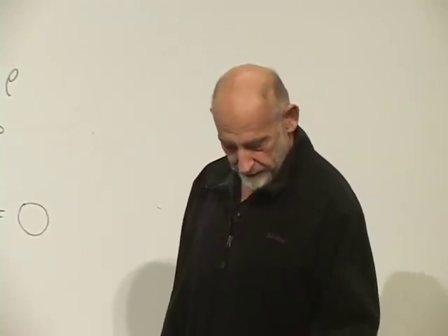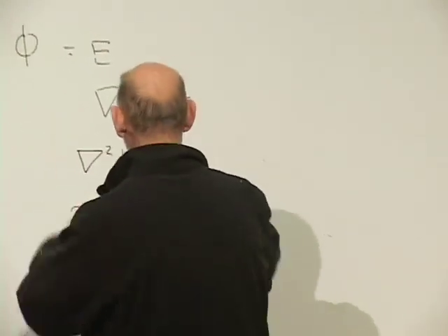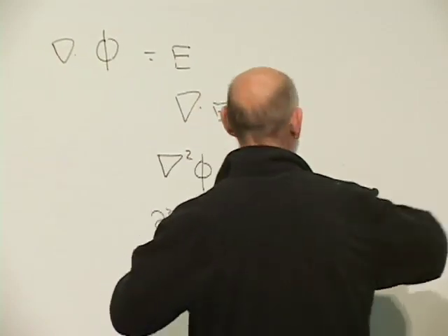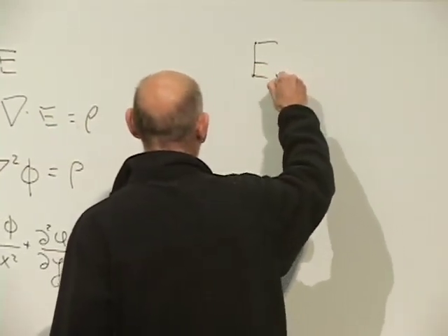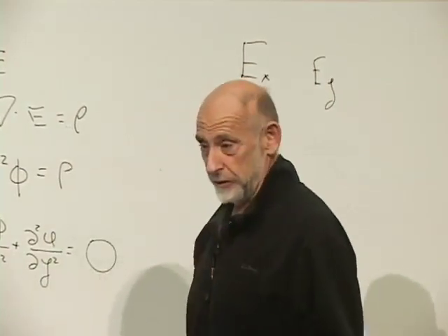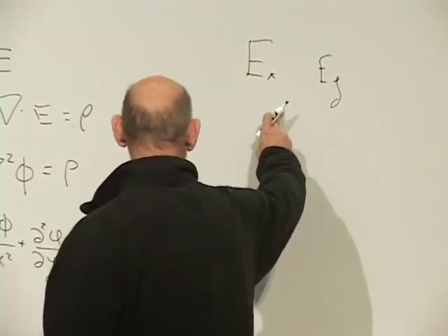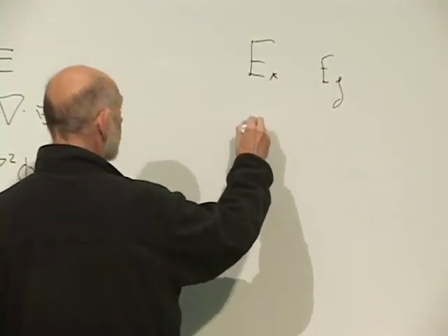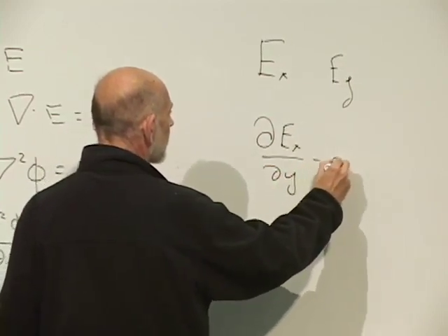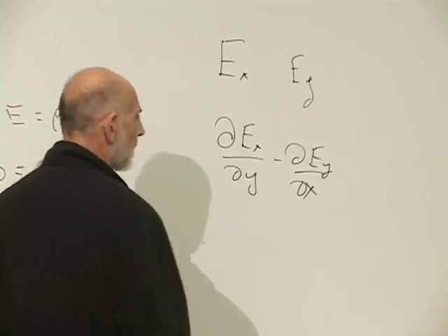Let's come back to it when, well, yes, there is a curl in 2 dimensions. If you have a field like E, which has 2 components, let's say E sub x and E sub y, the curl only has 1 component. In a 2-dimensional world, the curl has 1 component, and it is the derivative of Ex with respect to y minus the derivative of Ey with respect to x. That's the component of the curl.